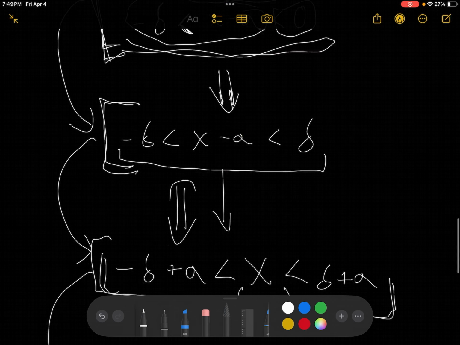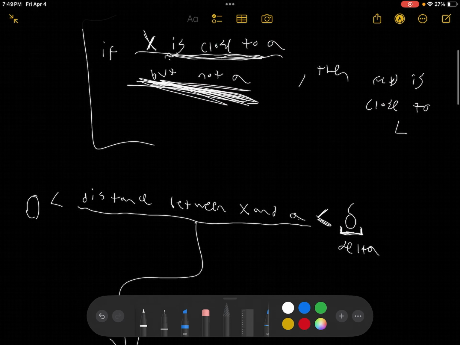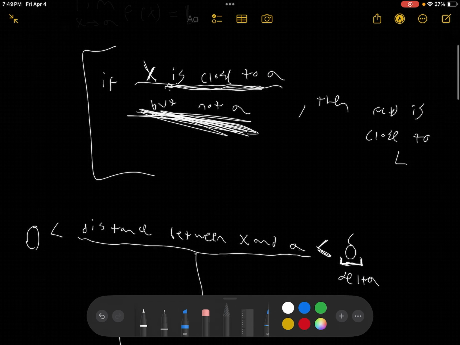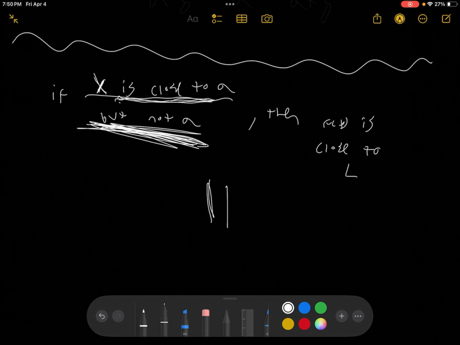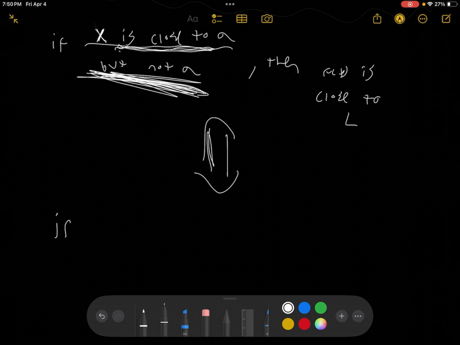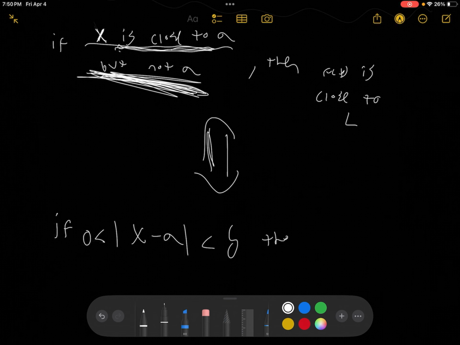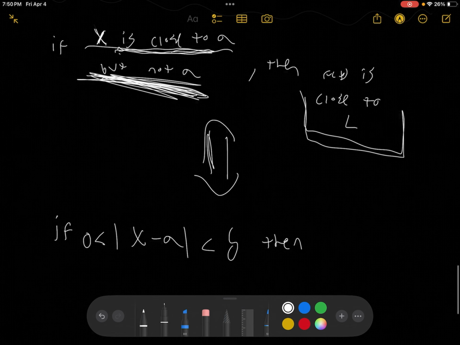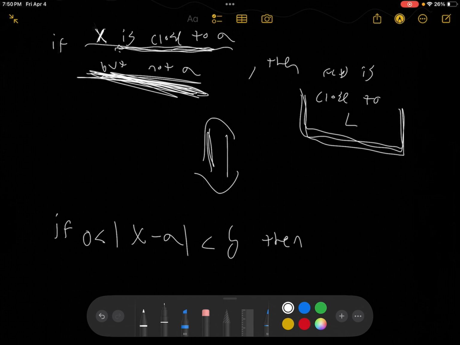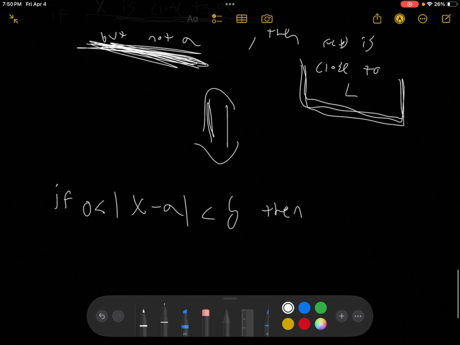So back to the definition we had. We can rewrite this as: if the absolute value of x minus a is greater than 0 and less than delta, then f of x is close to L. And using the exact same workings, we can rewrite this expression as well.